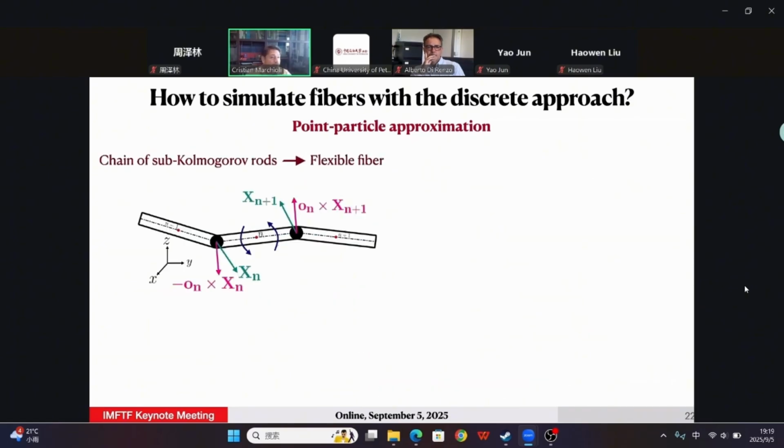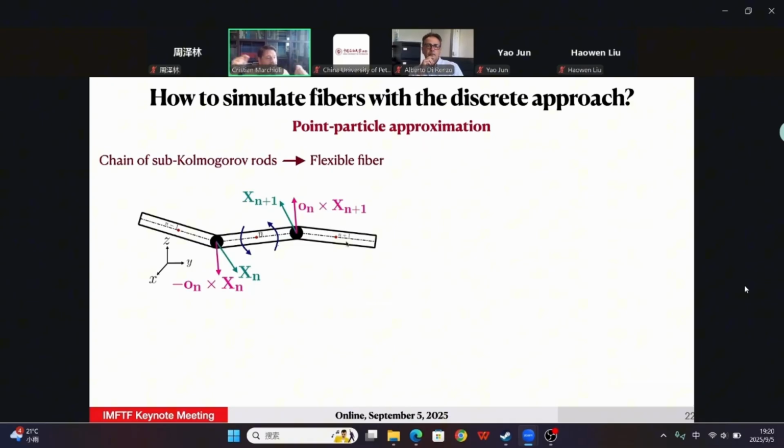So this is what we do. Our flexible fiber is just a sequence of very small rods. The length of each element in the chain that composes the fiber is smaller than the Kolmogorov length scale. So it's really seen as a point effectively by all the turbulent structures that we have in the flow. And these elements are free to rotate, but we don't let them detach.